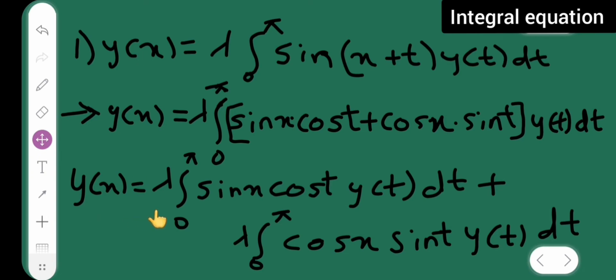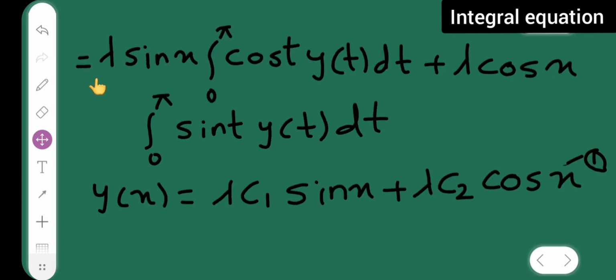Next is y of x is equal to lambda integral from 0 to pi sine of x cos of t y of t dt. So I will multiply this with this first, along with the integral, and then with this. So lambda integral from 0 to pi sine of x cos of t y of t dt plus lambda, this I will multiply. So 0 to pi cos of x sine of t y of t dt.